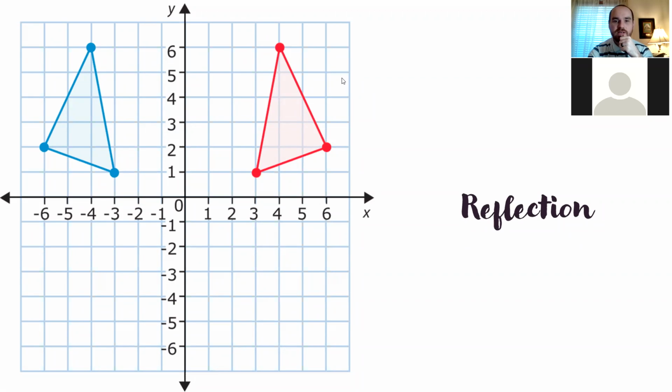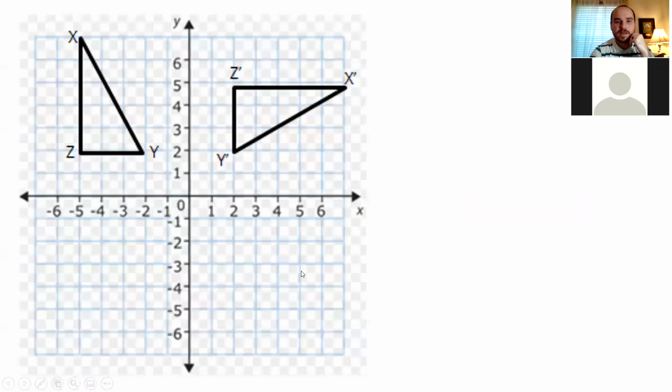So most of you got this one right as well. This is reflected across the y-axis. Because we folded it across this vertical line here, kind of flipped it, this would be a reflection across the y-axis.